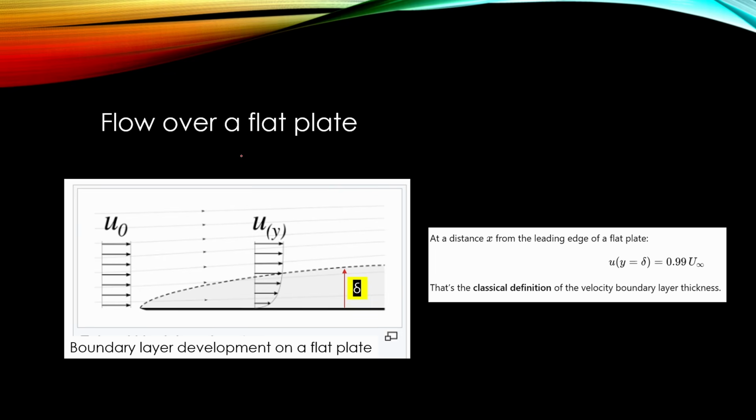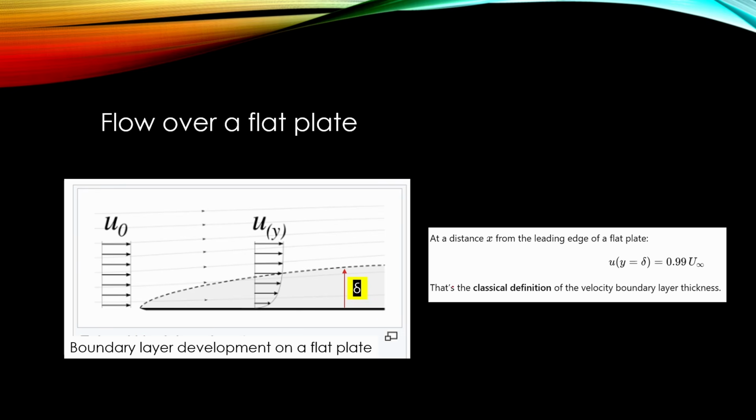Let's have a look at what happens when we have flow over a flat plate. Here in this picture we see a flat plate and we have an even velocity profile coming from the left. And because our plate is fixed, it's not moving, it means that at the surface of this plate, the velocity of the fluid must be 0.